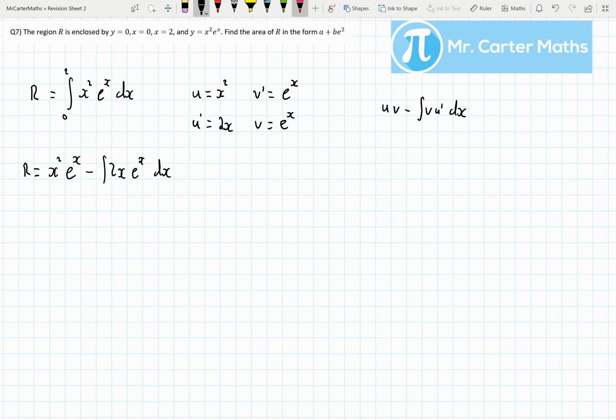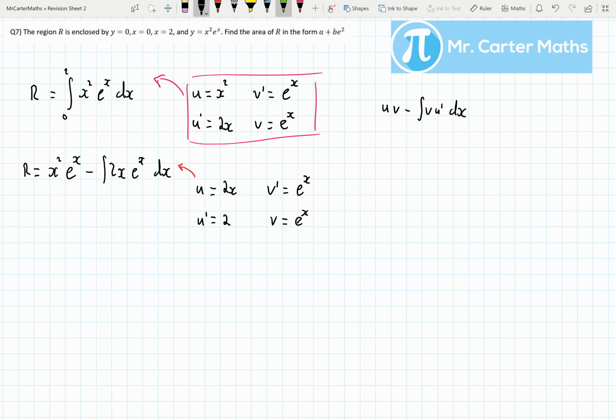Okay, some people will use different variables here. I'm kind of happy labelling u and v, knowing I'm talking about that bit, and then labelling u and v again, knowing that I'm talking about this new integral I'm looking at here. So I'm now just thinking about this integral here by parts again. I've got 2x and I've got e to the x. Well, 2x would get simpler if I differentiate it. So u is 2x, u dash is 2. V dash is e to the x, integrating is e to the x, and applying my formula again.